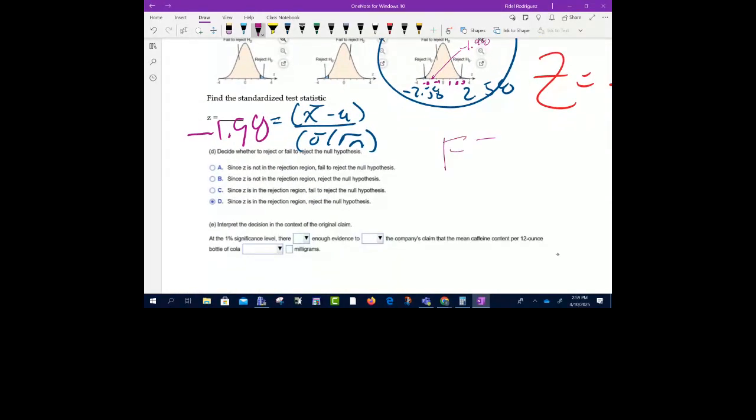So look, y'all, I'm going to go like this. FTR, fail to reject, right? But I got to figure out, look at my choices here. Z is not in the rejection region. So we're going to fail to reject, right? Because we're not in the rejection region. That's choice A.